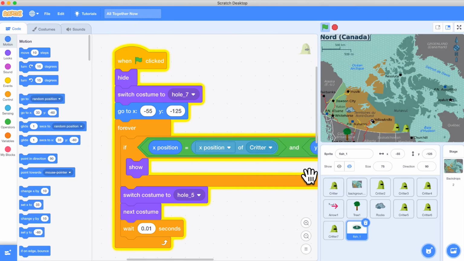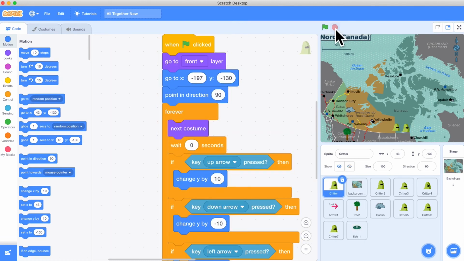Let's take a look at these numbers again. So here we are in critter. Sorry, no, we're in the fish. Yep, we're in the fish. And the fish is near that lake, near Yellowknife. And there's critter. At the beginning of the game, critter starts at negative 197 x and y negative 130 position.